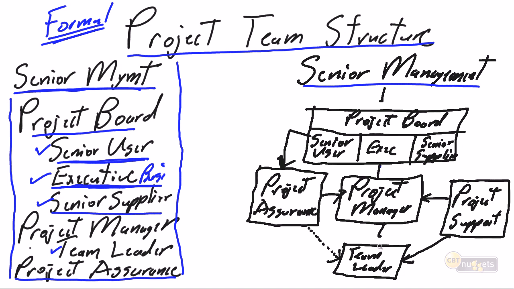And we may have team leaders reporting to us, again, within the scope and control of our project. And finally, off here to the side is project assurance, where we must have the independent validation that the project is delivering to the quality expectations and that the project is delivering to the expectations of the project.